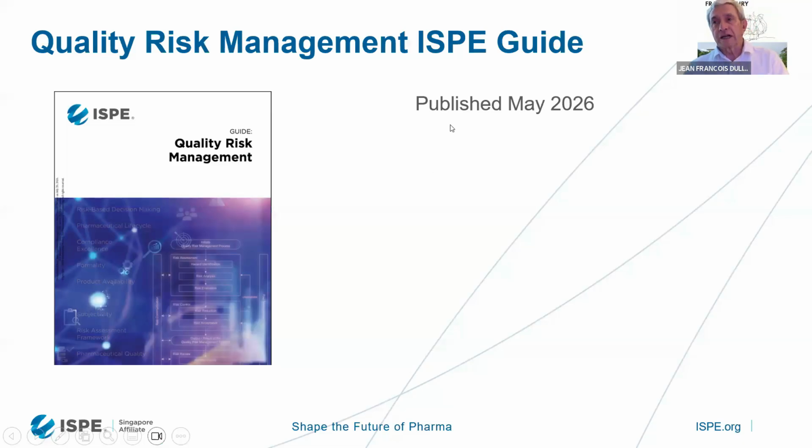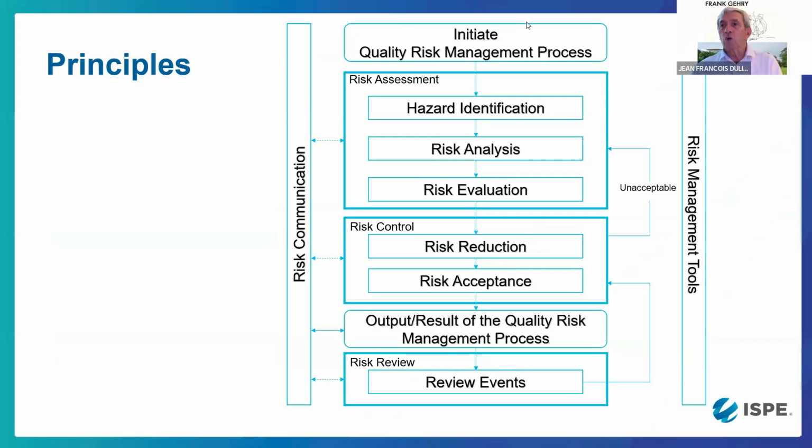QRM, the guidance has been published in May 2026. Here we have the full process for making the quality risk assessment. I invite you to go into the QRM guide. I will not go deeper in detail in this. This is what we call the full methodology to make the risk assessment, and we call that the full formality.